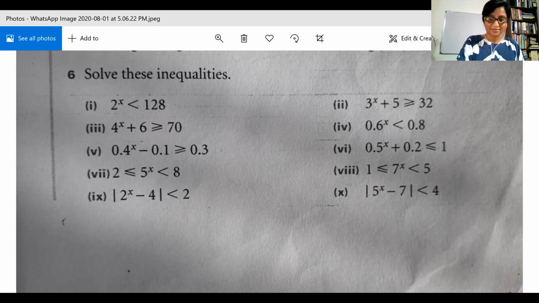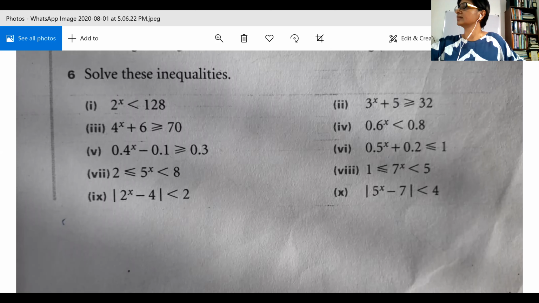Part 4, you have 0.6 to the power of x, right? Part 4 answer is x is greater than 0.437. I'm very sorry. Sorry about that. Okay. X is greater than 0.437. That's the answer for the fourth one.